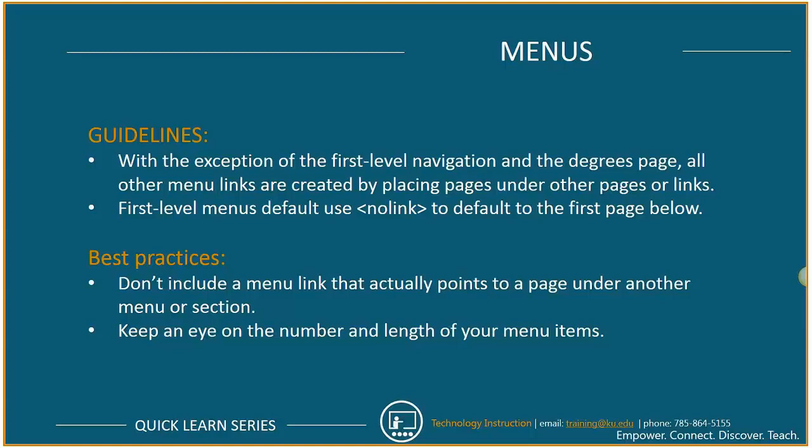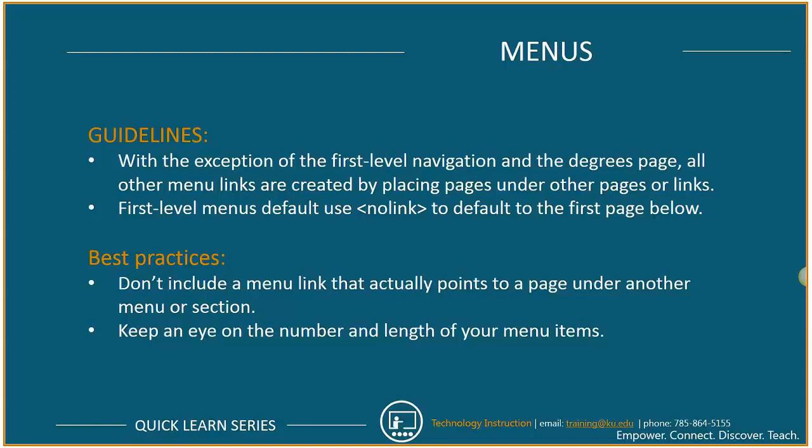I'll show you what that looks like, but the first level is the only level of navigation that is actually set up in the menus panel. When it asks where to link to, they have this special character in brackets, no link. What happens with that is when you click on one of those first level links, it just defaults to the first page below. Just some best practices, and we'll look at this as we go.